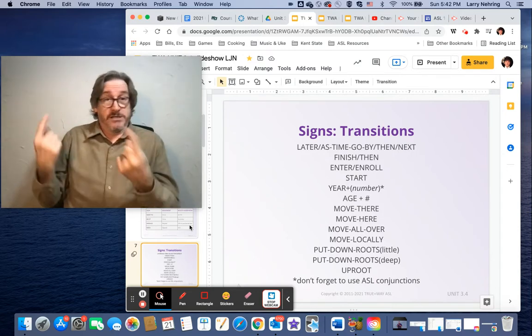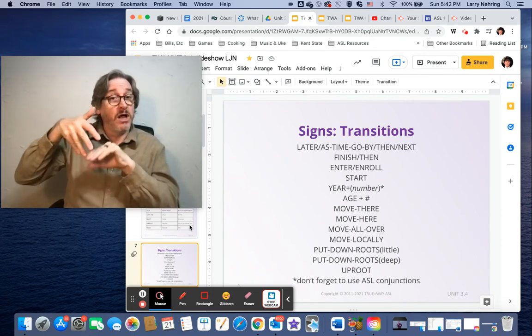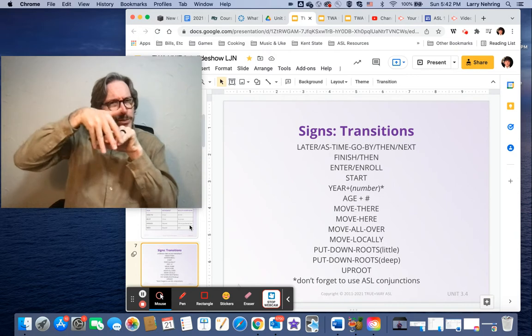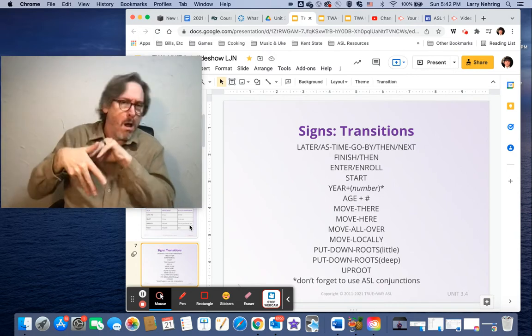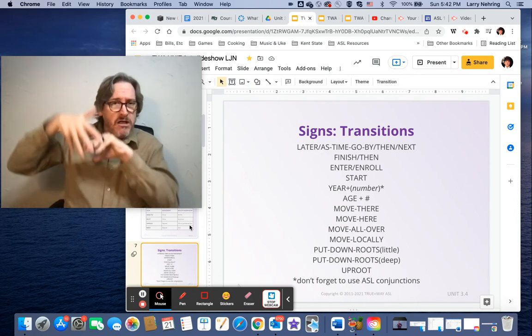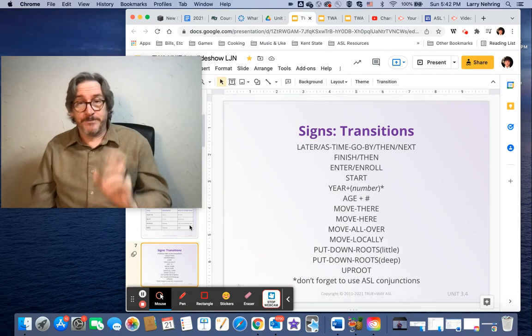From since, right? I've been there 50 years, right? So, a little bit, little. The face has got that little lemony look versus really deep. Those roots go way deep, right? So that's put down roots.